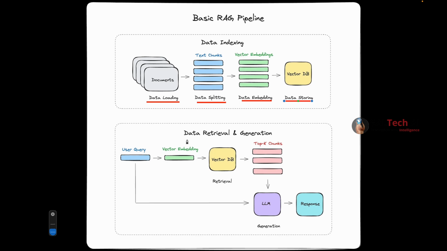The second step is the data retrieval and generation step. In this step, the first step is the user query. Once a user asks a query, let's say in our example, we ask what is the best candidate for a marketing job. In that case, this user query that we give is converted into a vector embedded format in this stage, and then based on that, it searches in the vector database.